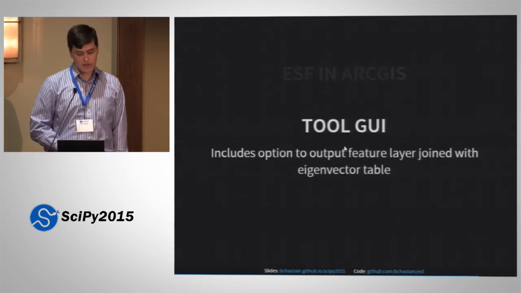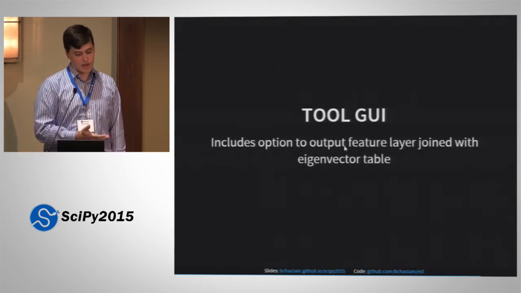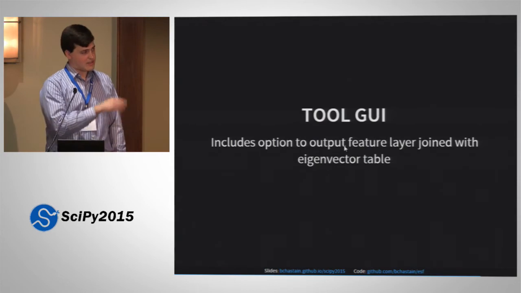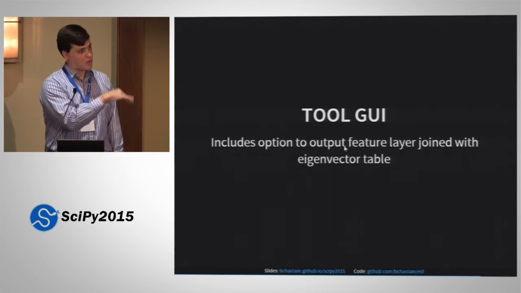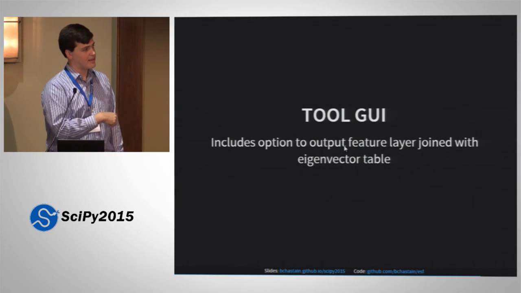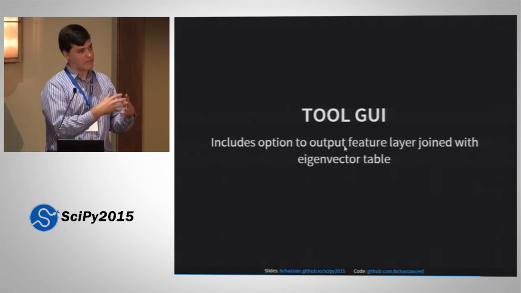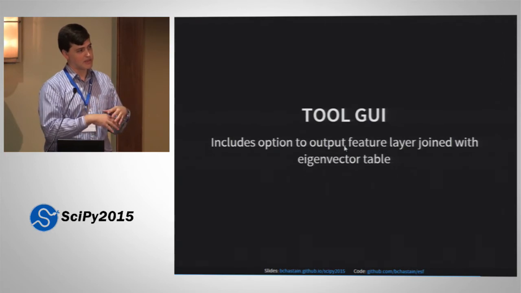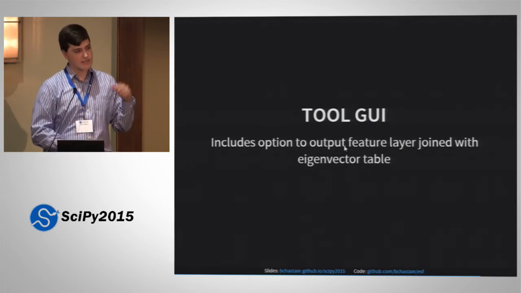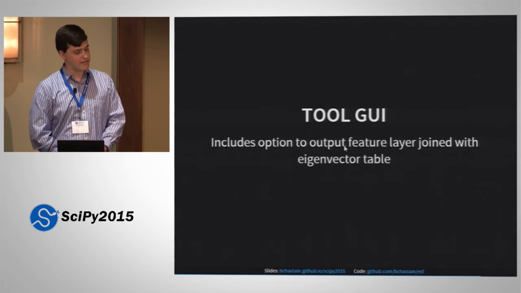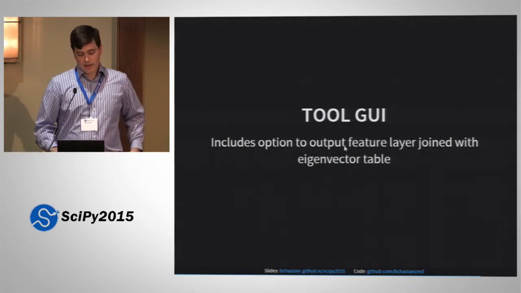It's just a GUI interface to the same parameters that I just showed you in the Python function, but you also have a couple other options, like I can have my output eigenvector table automatically joined to my shapefiles so I can quickly and easily visualize my eigenvectors if I want to do that.